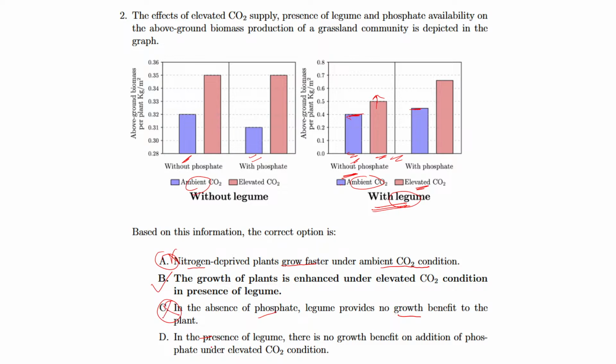In the fourth option, it says that in the presence of legume, there is no growth benefit on addition of phosphate under elevated CO2 condition. This is also incorrect. I can see that the biomass level is less in both the cases, and here the biomass level is increased in both the cases. So this option also gets eliminated. So option B goes correct over here. Let's move on to the next question.